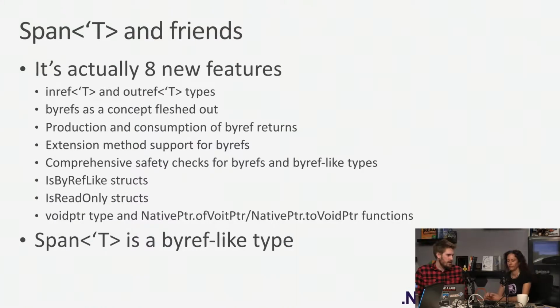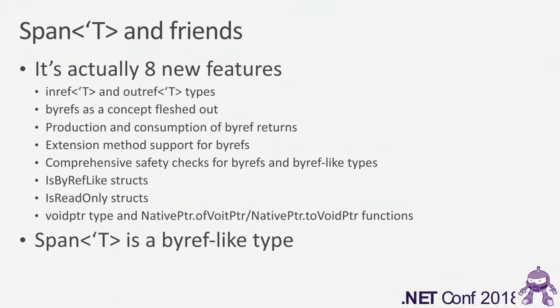So let's talk about some more F# 4.5 features. Span of T and friends is actually, depending on how you count, I'm going to count it as 8 new features. There are some new types: inref of T, outref of T, and this type called a byref, which has existed in F# for quite a while but hasn't really been fleshed out. It's basically this managed pointer type, but we didn't really have good support for low-level programming with that. So we decided to flesh that out completely.